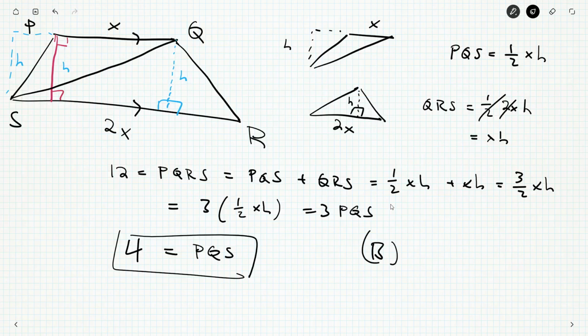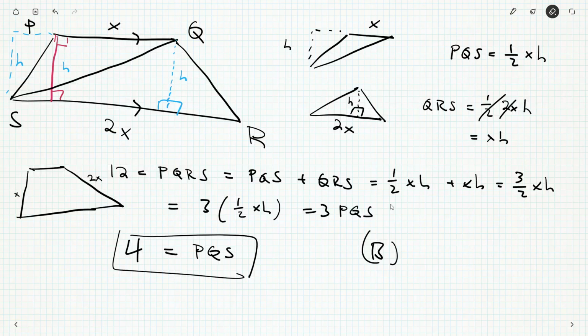Could I draw a trapezoid? Trapezoids have to have one side parallel to another. Can I draw a trapezoid that has sides x and 2x? Yeah, I certainly think I could. And I feel like that might mess the question up, and it might make it possible to have multiple answers. But we've got our answer here, 4. With this assumption, we get an answer of 4.